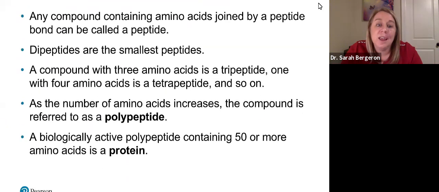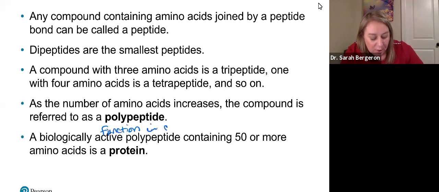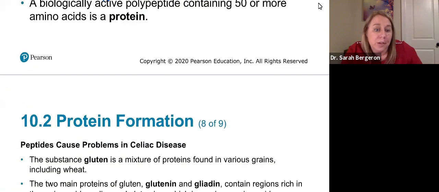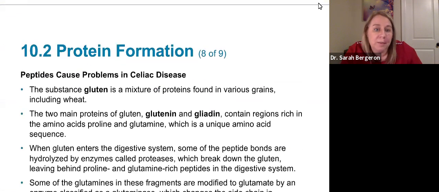And then if this polypeptide has biological function, so biologically active, this means it has a function in the cell or body, something like that, right? And it contains 50 or more amino acids, we call it a protein. Otherwise, we just call it a peptide.